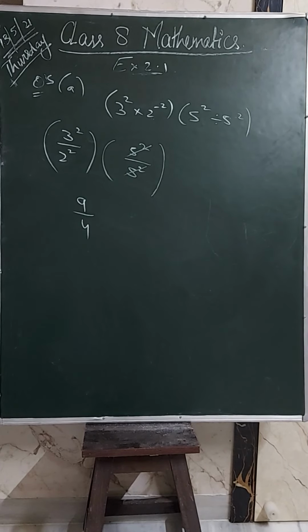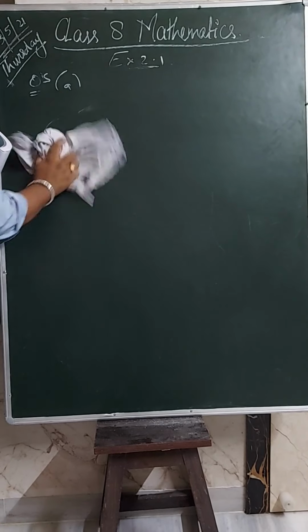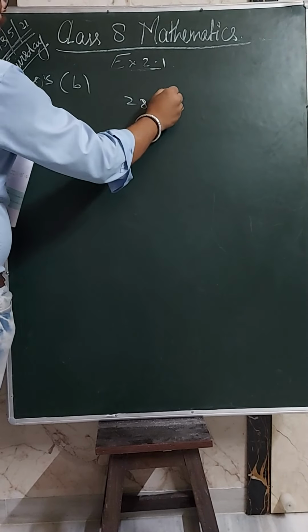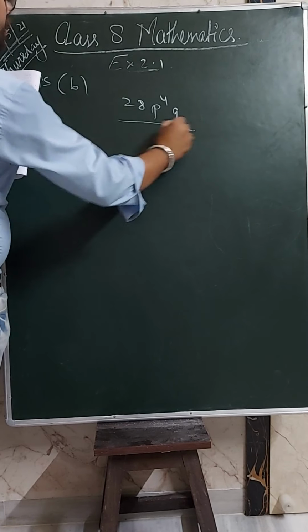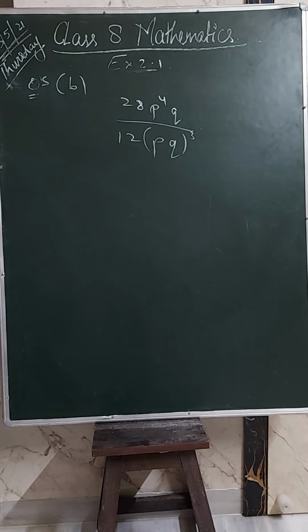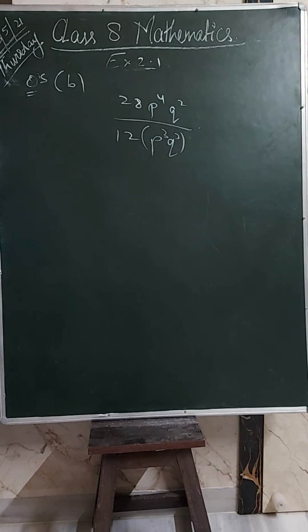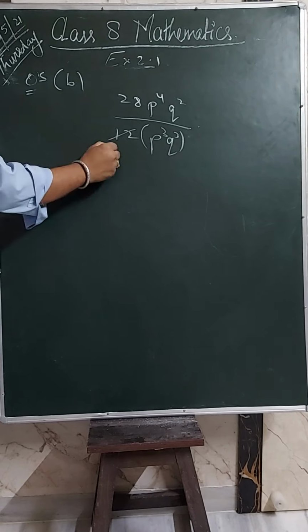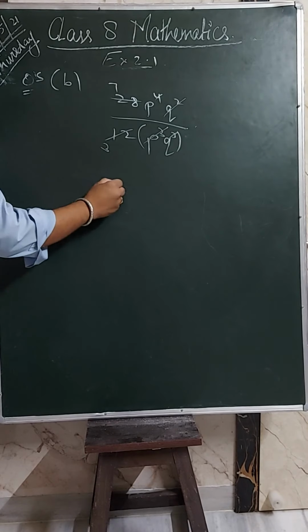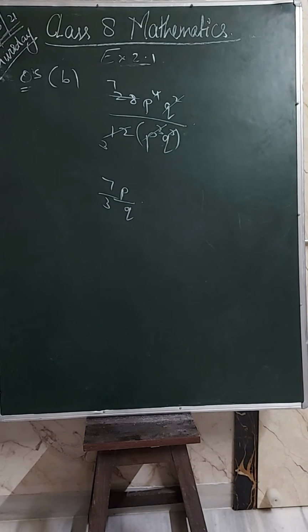Second part, 28 p^4 q^3 divide by 12 p^3 q^3, whole cube. This only we have to do. Here cube is separately, both having the cube. So 4 3s are 12, 4 7s are 28, it will be cancelled here and q will be cancelled here. So 7 upon 3, above left p and down left q. 7p upon 3q.